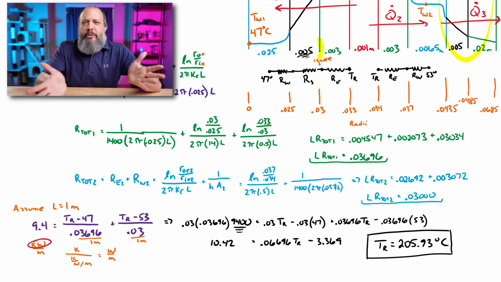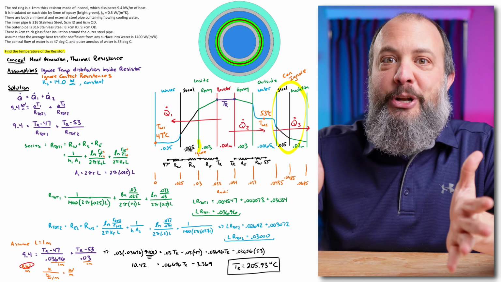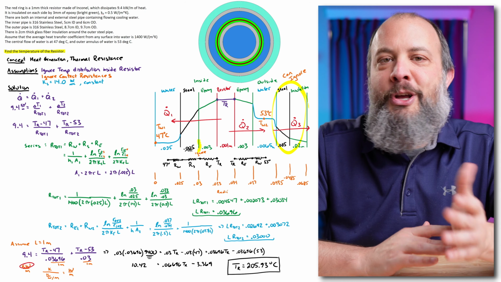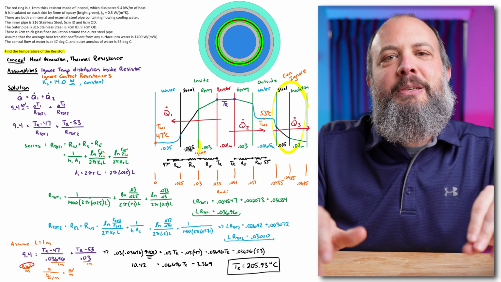To figure out whether or not this makes sense, we know for certain that since the water is 47 and 53 degrees Celsius, the resistor has to be higher than those two. If we had got an answer between 47 and 50 or less than 47, we would know that would not make sense because heat flows from hot to cold. So you expect the resistor temperature to be higher than the temperatures of the water that is cooling it.